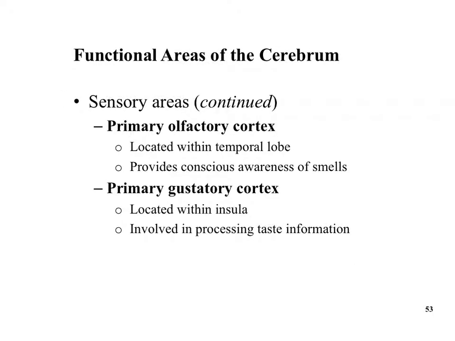Okay, other sensory areas, primary olfactory and gustatory cortex. Olfaction is the smell. That's also associated with the temporal lobe. It is also the sense most associated to memory. Okay, and the gustatory cortex is located within the insula, that's taste information.